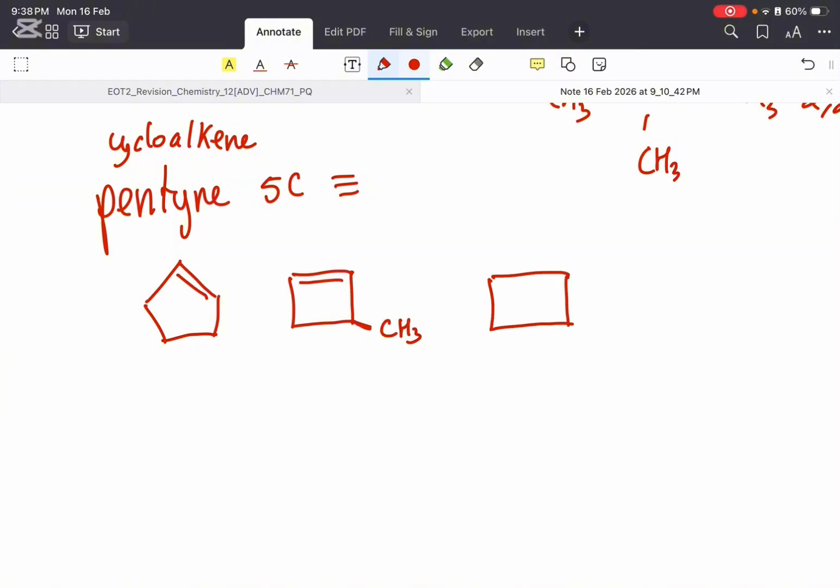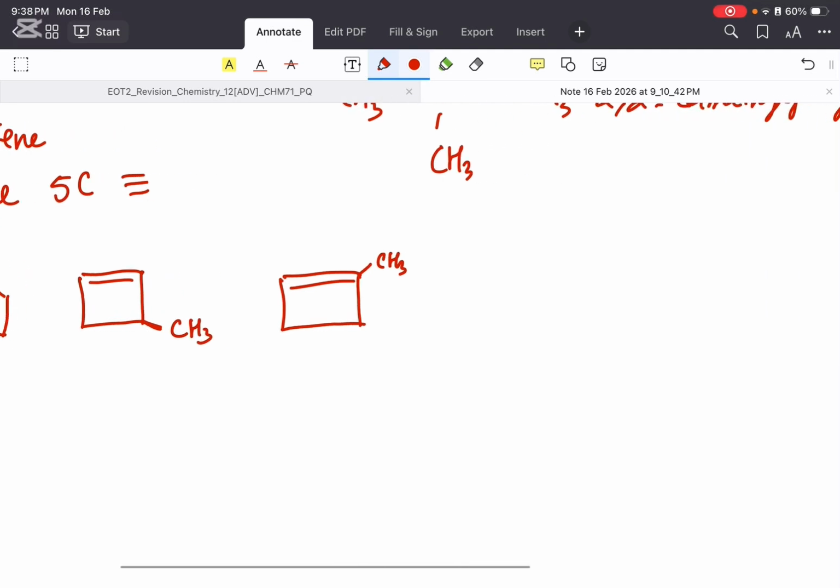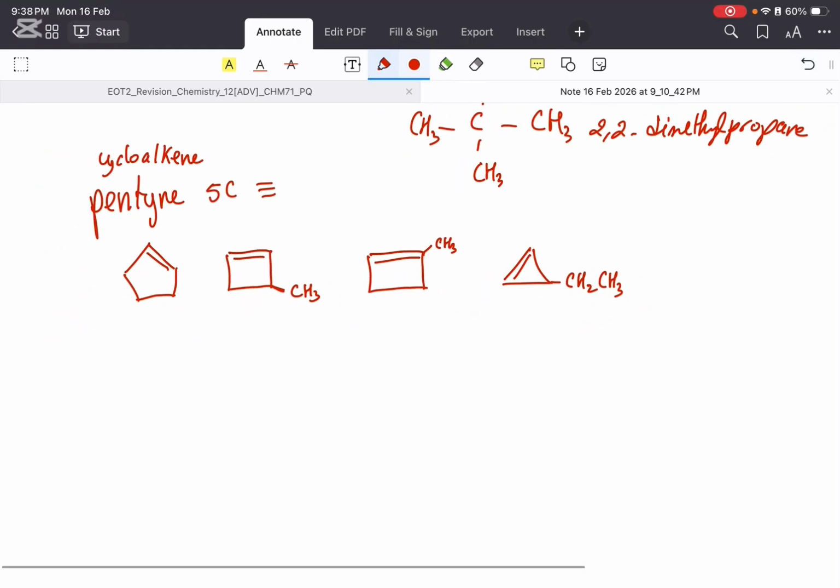I'm going to draw it over here. Or I can do 3 carbons with a double bond and an ethyl, for example. Or 1 methyl here and 1 methyl here. Plenty of choices.